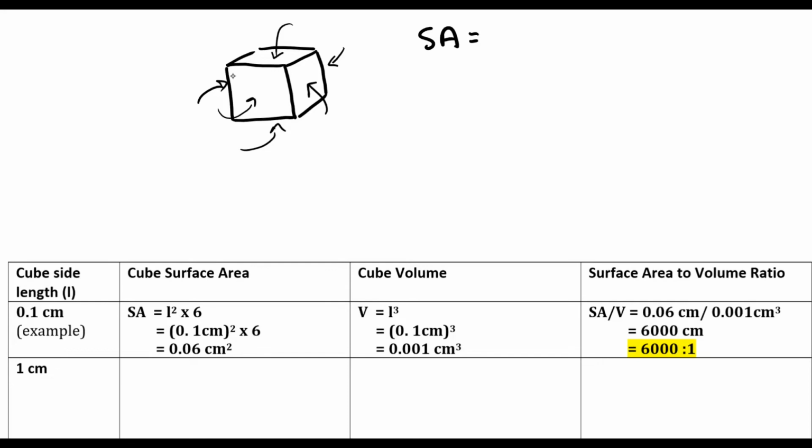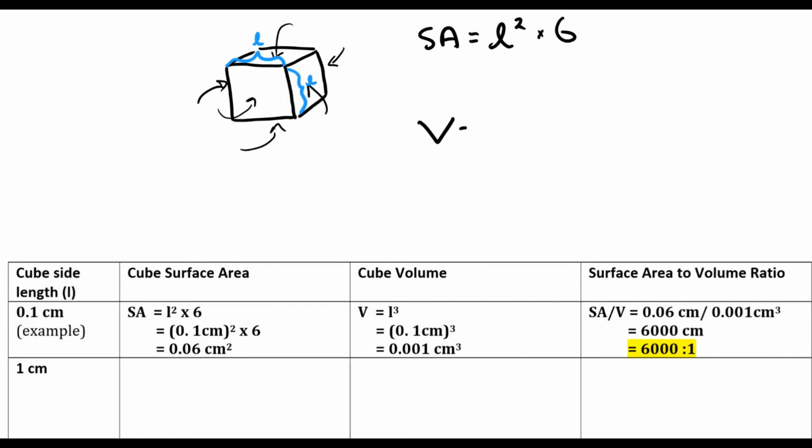And what's the area of every single one of these faces? Well, it's just going to be the length times the length. So the surface area is going to be the length squared times 6, or 6L squared, whatever you like. So that's how we're going to calculate the surface area.